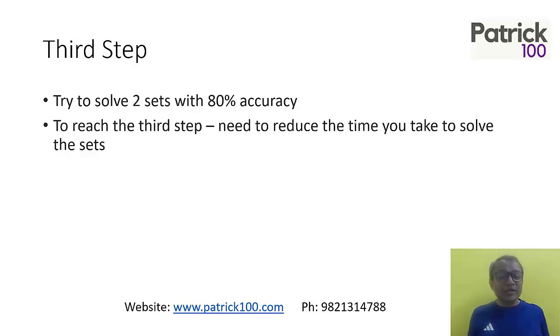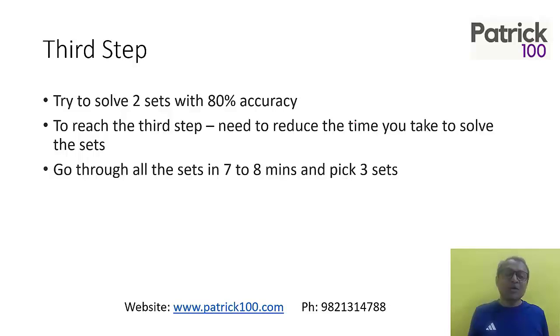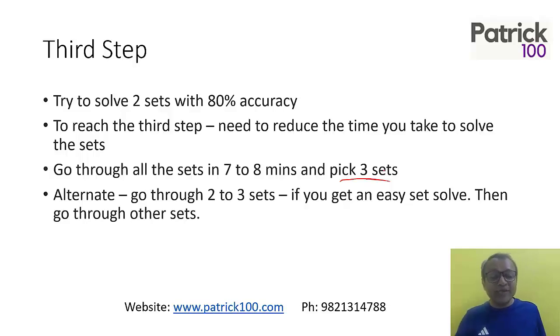To reach the second set, you need to reduce the time taken to solve the sets. You're right now maybe solving the sets in 20 minutes. Try to solve it in 15 minutes. Ideal time distribution should be 8 minutes to go through the whole paper and pick up easy sets, and then maybe take around 12 to 15 minutes to solve each set so that you can get 2 sets correct. So go through the sets in 7 to 8 minutes, pick up 3 sets now, 1 set maybe you leave, and from these 3 sets try to get the 2 sets correct.